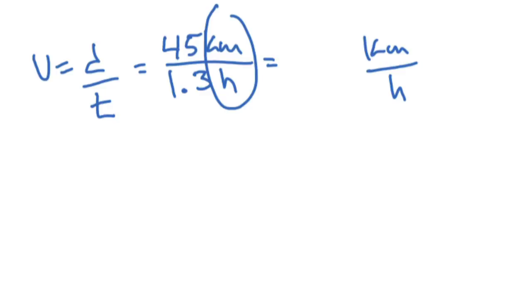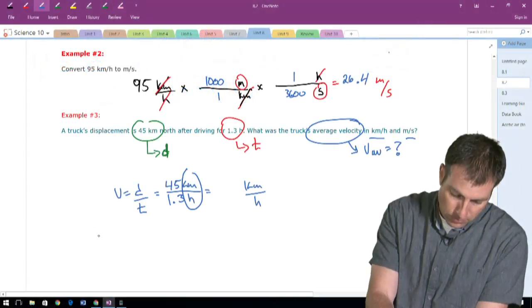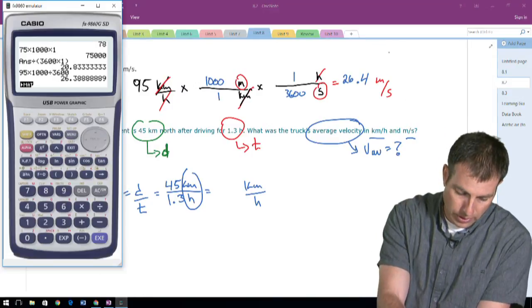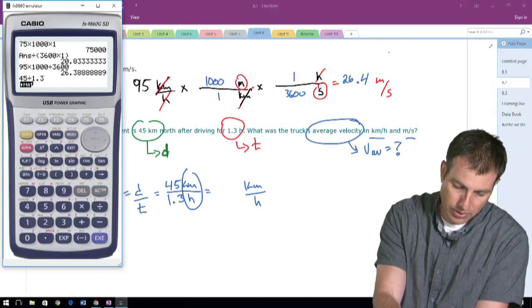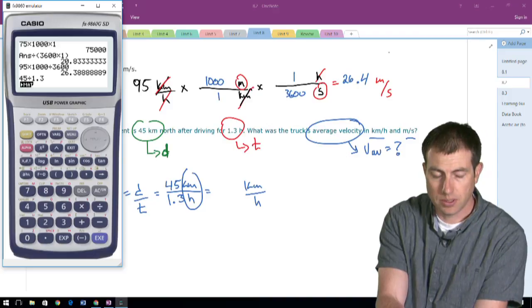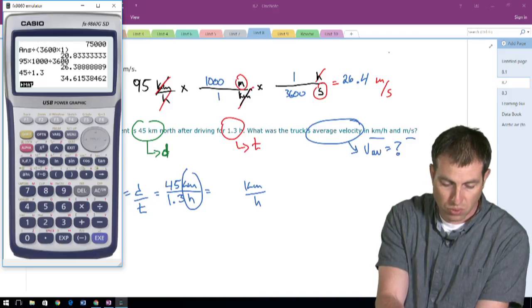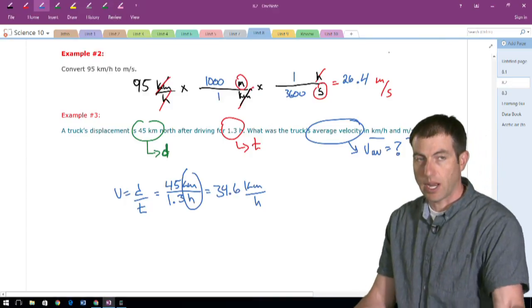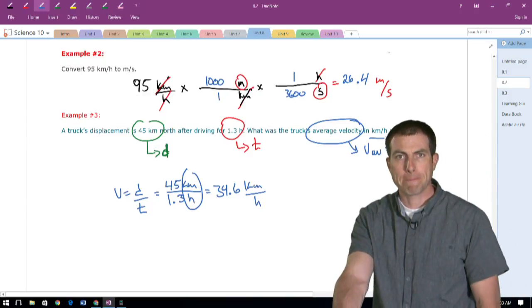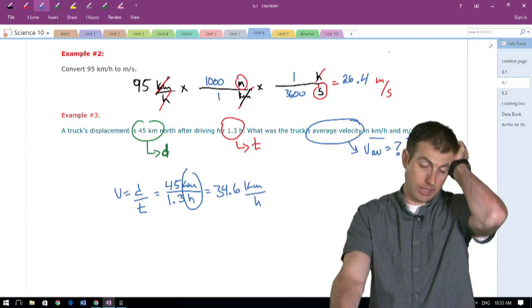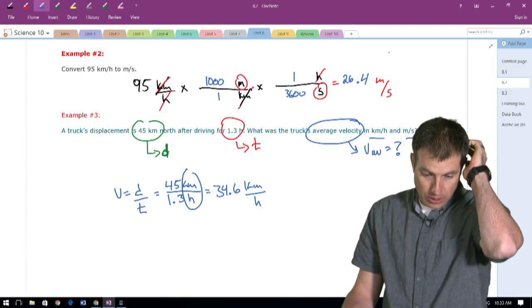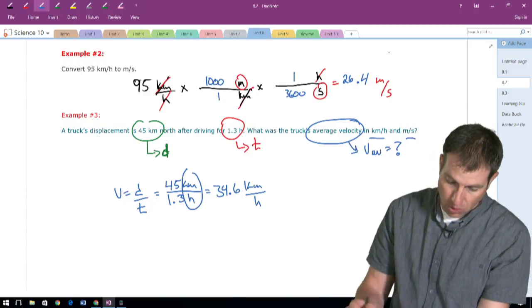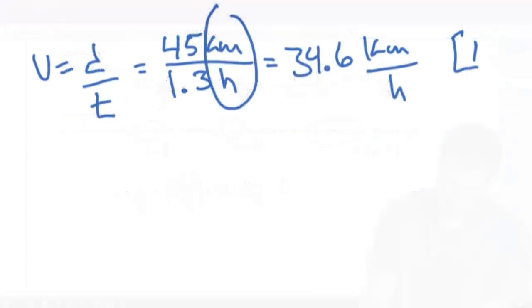I don't know what 45 divided by 1.3 is, so I'm going to refer to my calculator to help me on that. 45 divided by 1.3 is going to be 34.6 kilometers per hour. So that's great. Do I have a direction? Truck's displacement 45 kilometers north. So if my truck is moving north, my velocity will be north as well.